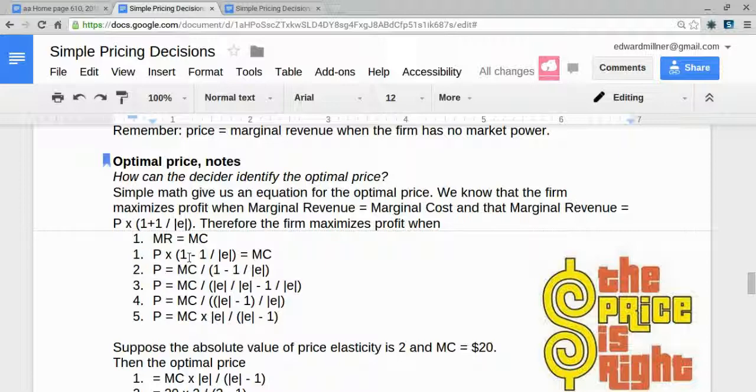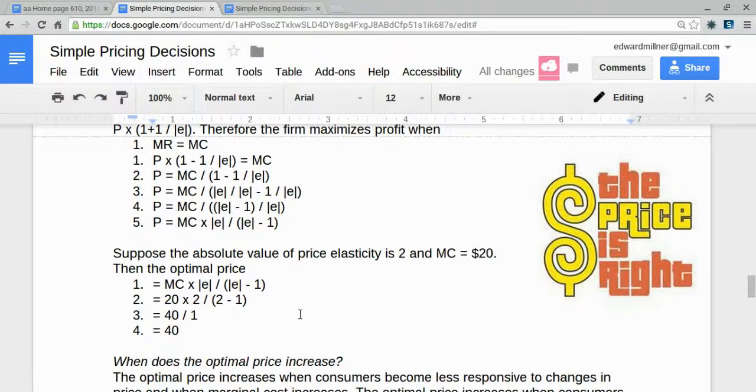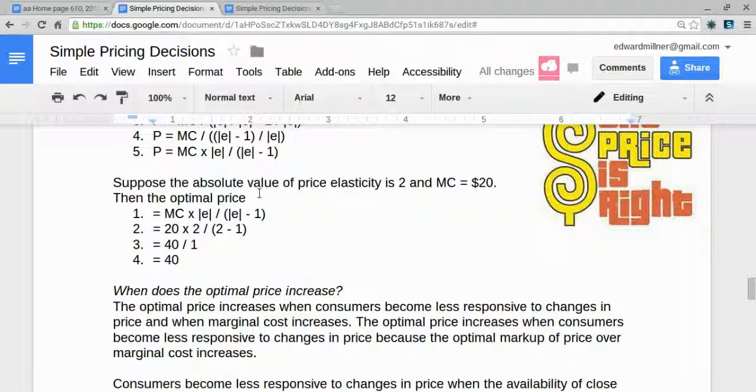We can divide both sides by the term in the parentheses. We can rearrange terms in the denominator, and then we can use the law of division to find that price equals marginal cost times |E| divided by (|E| - 1). For example, suppose the absolute value of price elasticity is 2 and the marginal cost is $20.